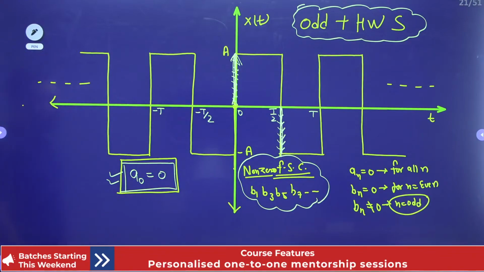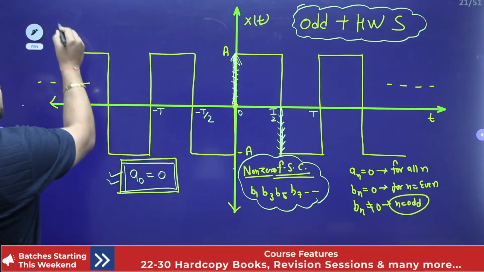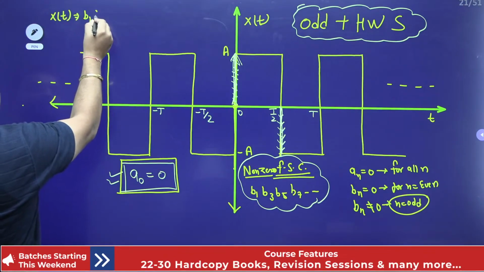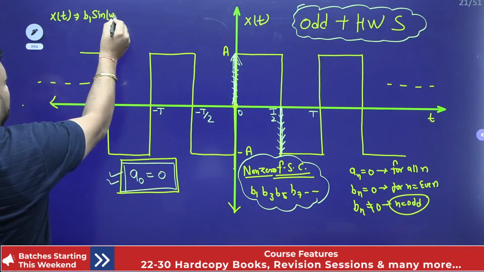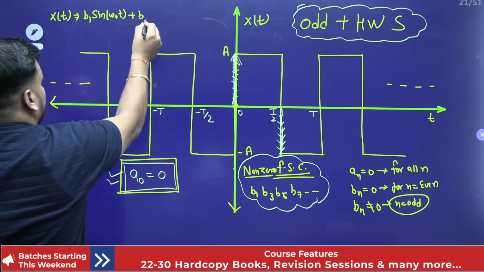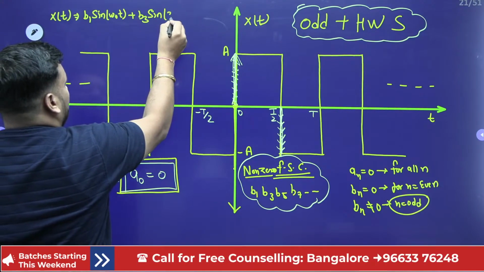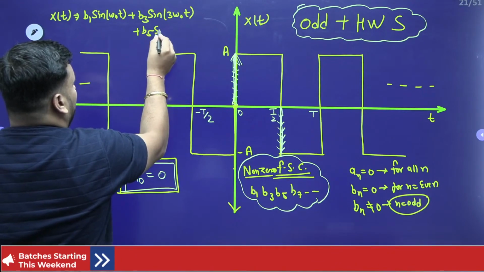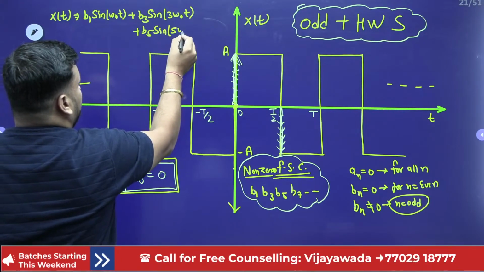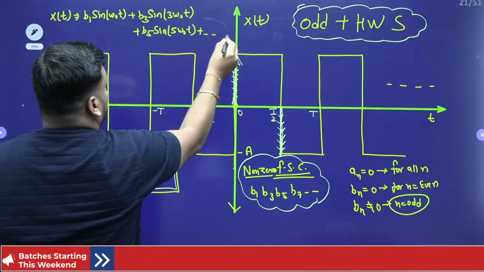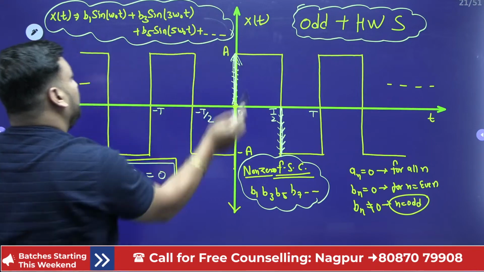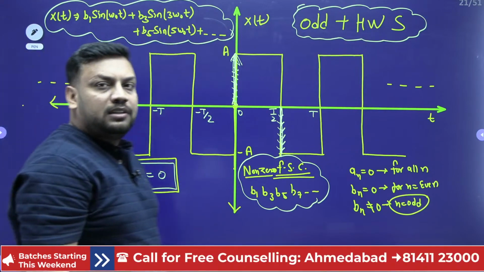Chaliye. So if I write the Fourier series representation of x of t, it will be like this: b1 sine of omega 0 t plus b3 sine of 3 omega 0 t plus b5 sine of 5 omega 0 t plus and so on. I hope this part is crystal clear now.